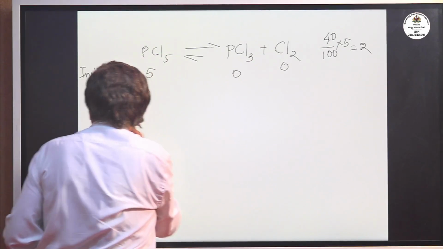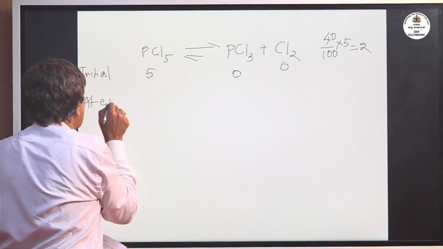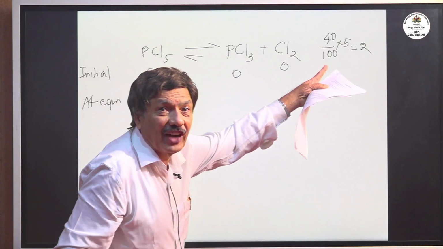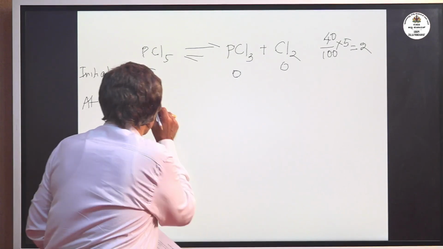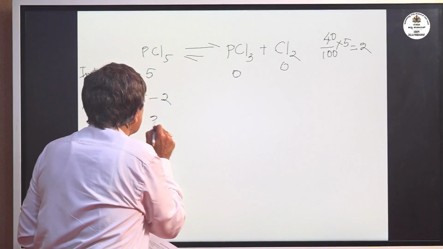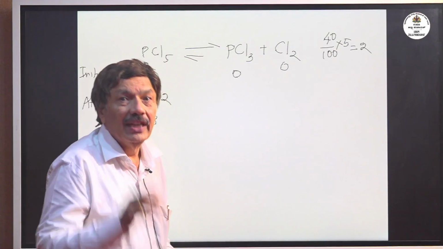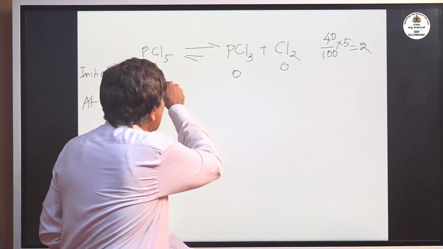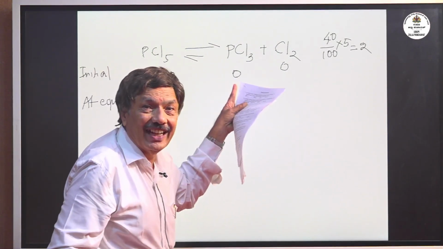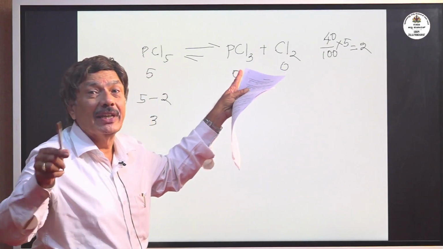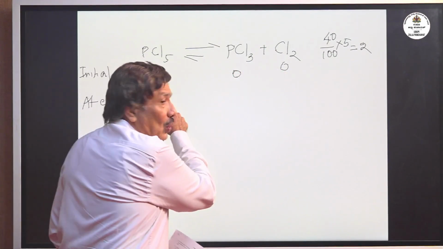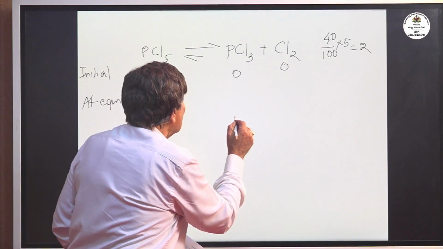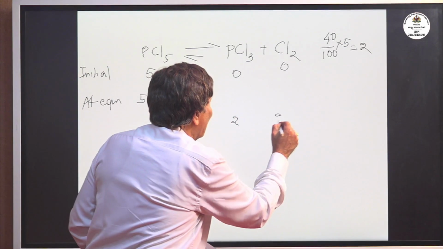So this is at equilibrium. No doubt 5 we have taken. Out of that, 40% of 5 is 2 moles. 2 moles undergo dissociation. What remains is 3 moles. Then where did these 2 moles go? See the reaction stoichiometry. 1 PCl5 gives 1 PCl3 and 1 Cl2. We have to obey the reaction stoichiometry. So here 2 moles of this have undergone dissociation, obviously giving 2 moles of PCl3 and 2 moles of Cl2.